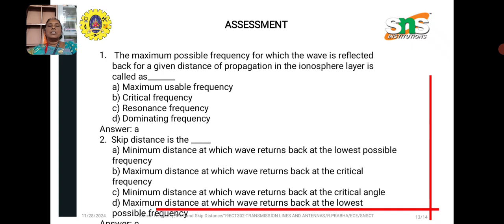Now, the assessment. The maximum possible frequency for which the wave is reflected back for a given distance of propagation in the ionosphere layer is called, we know, the maximum usable frequency. And the skip distance, we know, is the minimum distance at which the waves return back to the earth at lowest possible frequency.